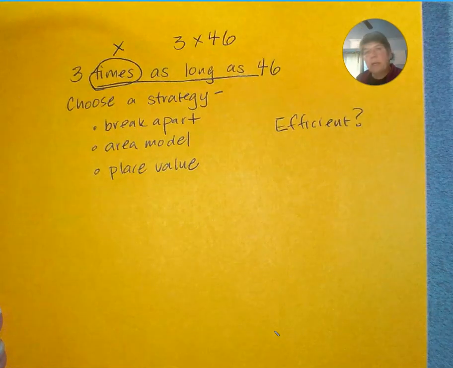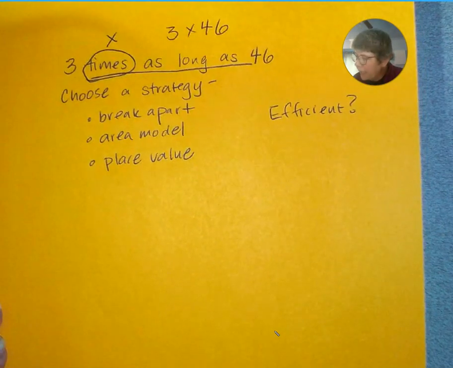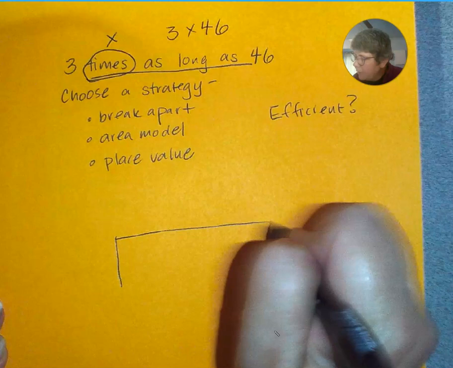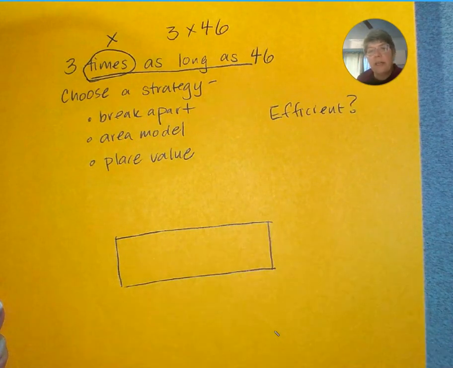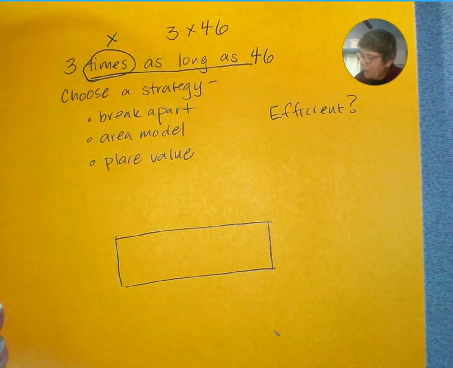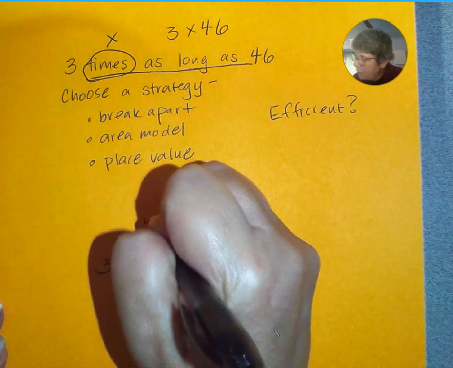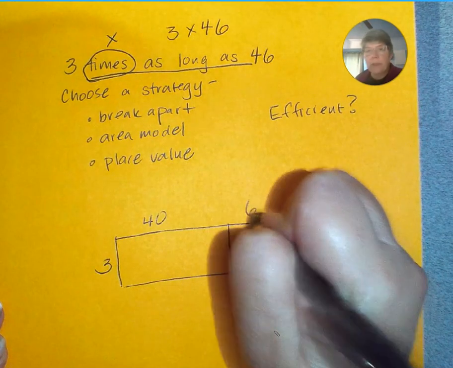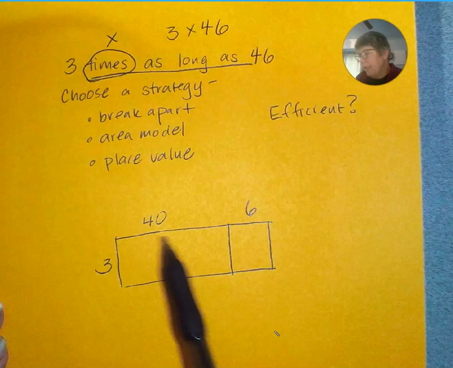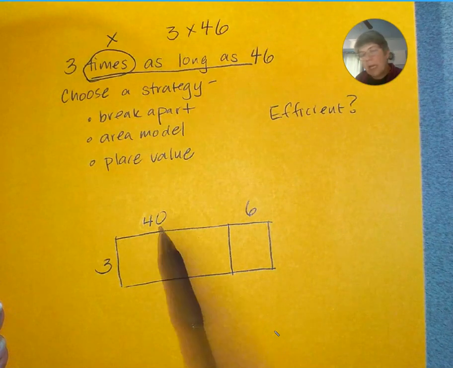All right, so we did break apart last time. Let's try area model. And this might be a good place for you to pause me and try it yourself, right? Because we do it together, and then you're going to do it independently. It's going to be 3 times 40 and 6. So I'm going to break apart by place value, tens and ones.